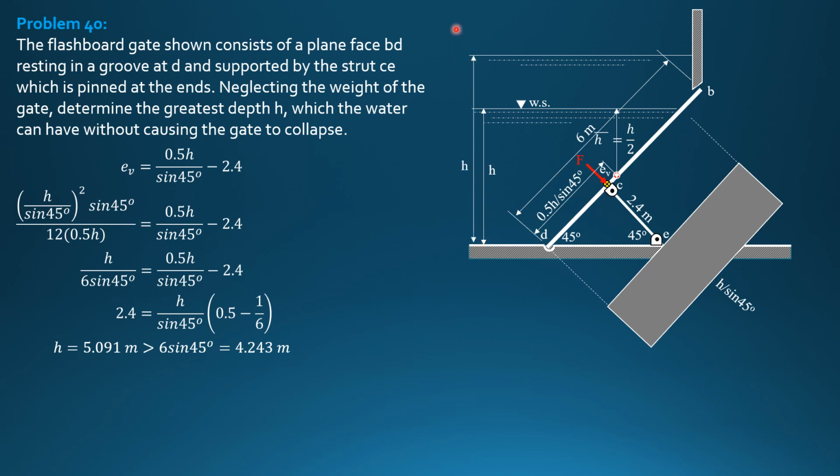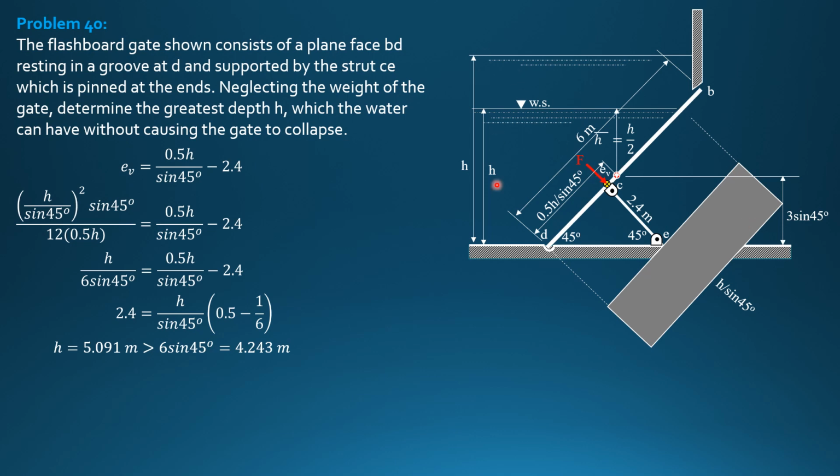So this is now the h. Take note that this is now the centroid of the gate. The gate is totally submerged. So the height of the gate is 6 meters because it is totally submerged. Therefore, the distance from D to this centroid is 3 meters. It's no longer 0.5 h over sine 45. It's now 3 meters. And the vertical distance from the centroid of the gate to the bottom is half of 6, 3 meters, times sine 45. So this is 3 sine 45.